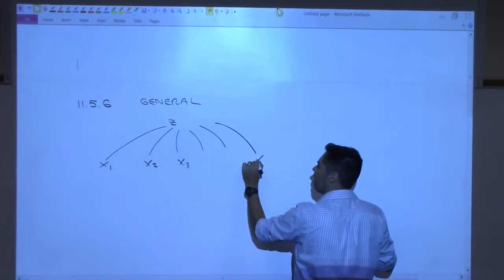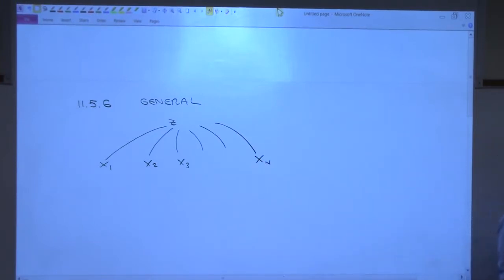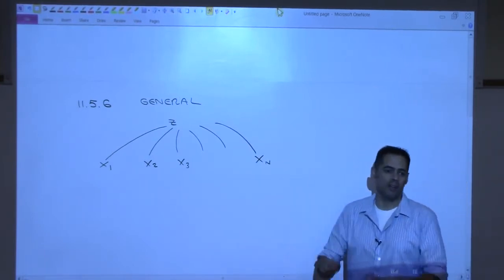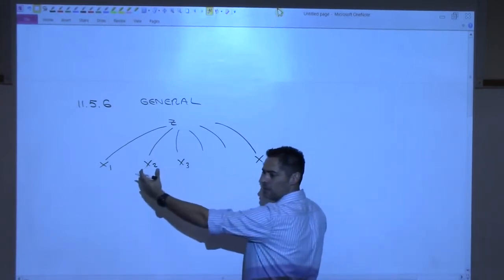All the way out here to Xn. So let's say Z depends on n different things. We've only dealt with one case. Well, we've dealt with two cases, where Z depends on one thing or Z depends on two things, X and Y. But what if Z depends on n things?